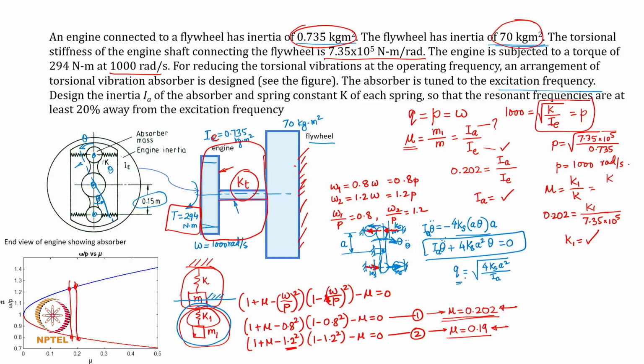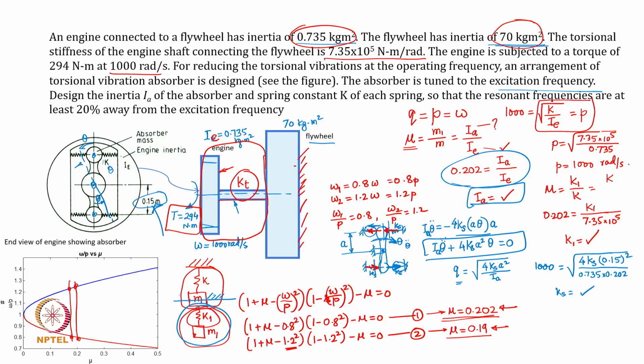What should be the value of Q for the absorber to work? We already know that it should be 1000 radians per second, equal to P or equal to omega. Now, if I equate this to the square root of 4Ks, which is not known, A is already given as 0.15, divided by Ia. Now, Ia I will be already getting from here, and that is equal to Ie, which is 0.735 times 0.202, okay? That is the value of Ia. And so the only unknown here is the value of the spring stiffness, which I get from here. This is how I design the vibration absorber, okay?